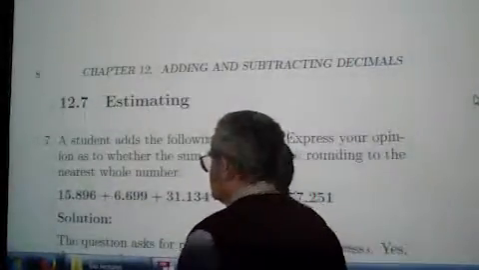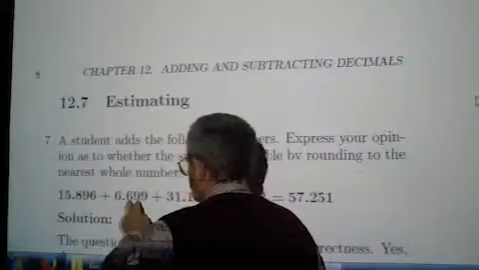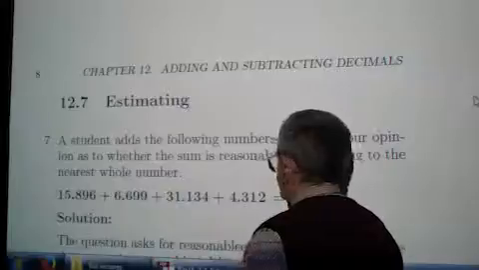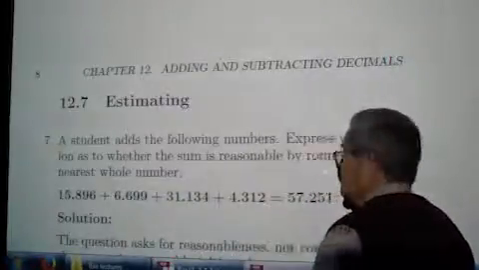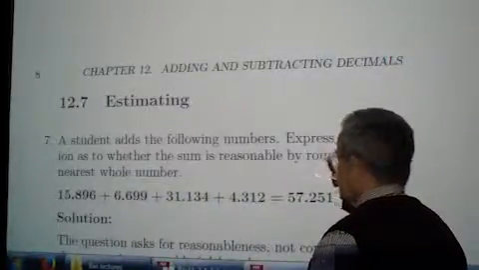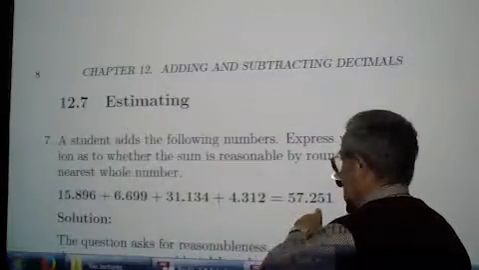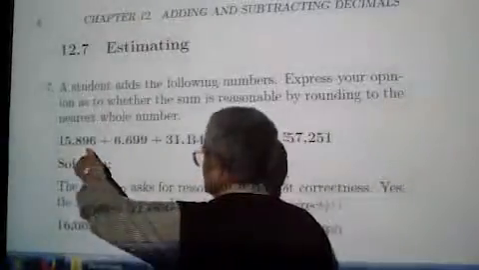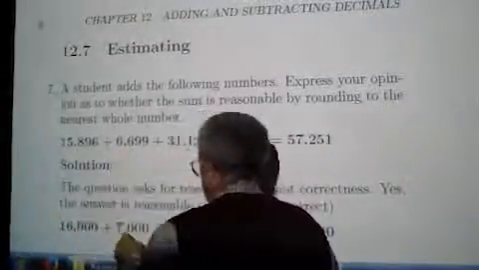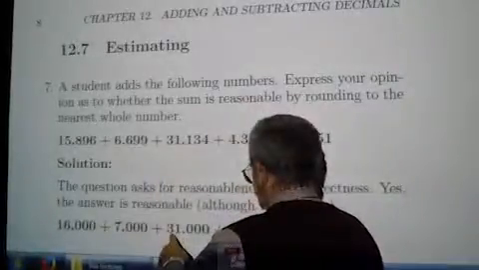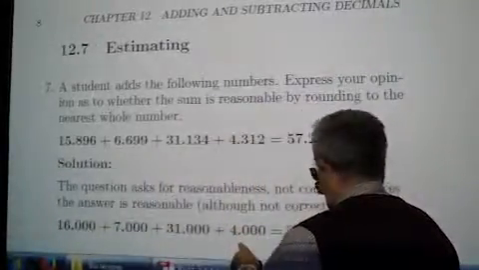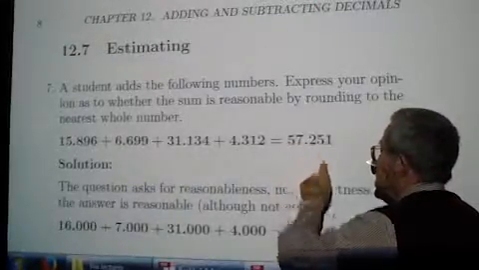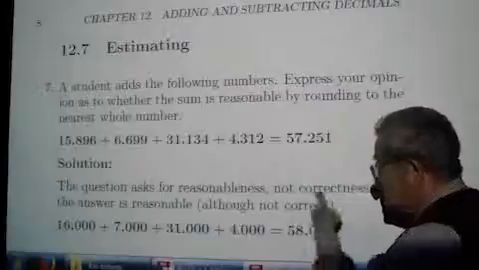Approximately what is 15.896 plus 6.699 plus 31.134? Approximately. Well, it is exactly apparently this number, but the question said approximately. This is pretty close to 16. This is pretty close to 7. This is pretty close to 31. And this is pretty close to 4. So I come up with 58 as an estimate. The exact number was 57.251. Well, the estimate is pretty good.